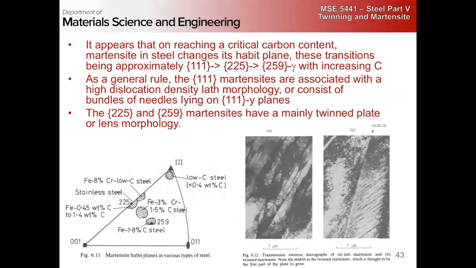And then I think the last thing I said right as my computer died was that there's a critical carbon content, and as you change the carbon content, you move from habit planes that are near 111 to those that are near 225, and then eventually as you increase the carbon content, you end up with habit planes that are near 259.